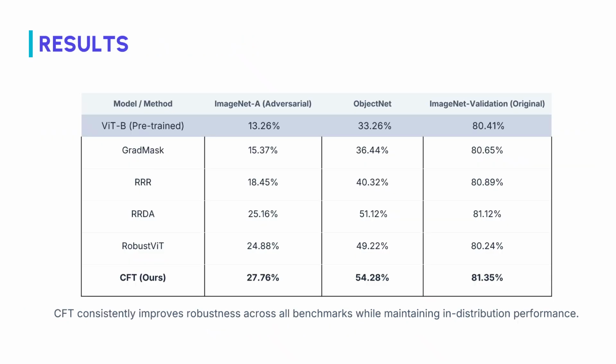CFT provides the most pronounced gains on the hardest challenges across all benchmarks, datasets with adversarial examples and controlled background changes where prior methods struggle the most. And crucially, the robustness improvements come without sacrificing in-distribution accuracy. The model doesn't forget what it learned, it just learns to reason better.